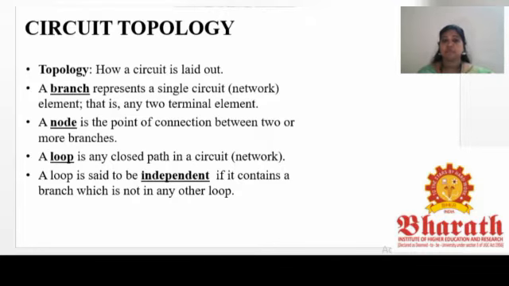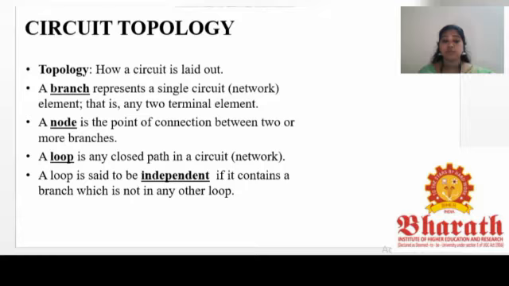Same way, next one is loop. What do we call a loop? A loop is any closed path in a circuit. Any closed circulating path in a circuit we call a loop. The current is going to flow only in a closed path. So the number of closed paths in a circuit or in a network we call a loop.